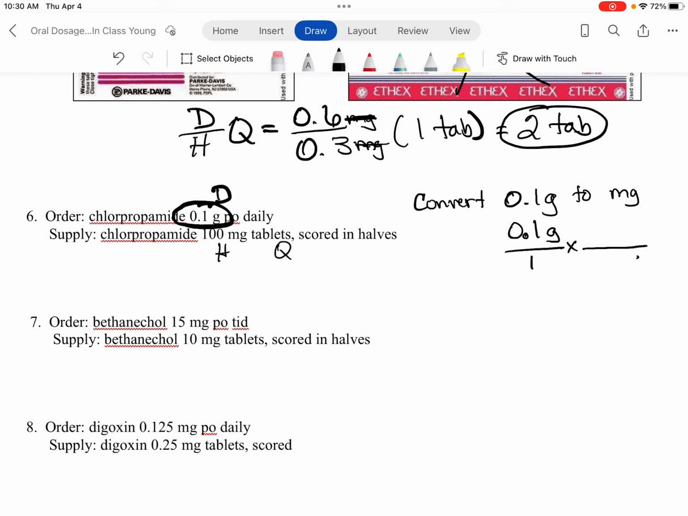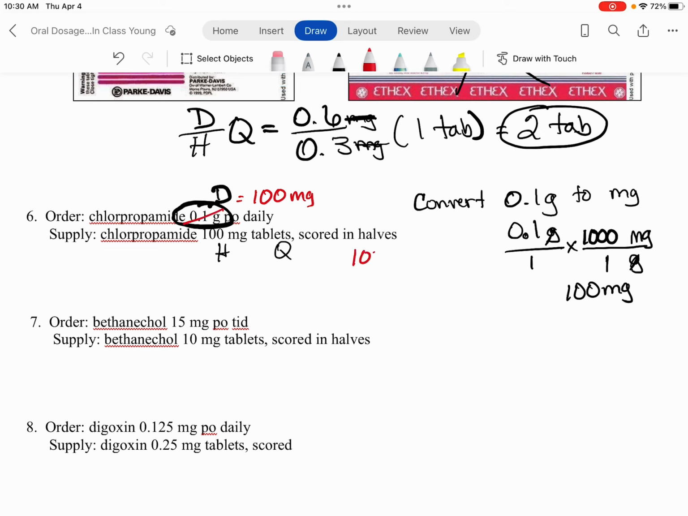Since I have grams on top, grams has to go to the bottom, so they'll cancel and leave me with milligrams. So we know that 1 gram is 1,000 milligrams. So then my grams cancel. 0.1 times 1,000 gives me 100 milligrams. So then my desired becomes 100 milligrams instead of the 1 gram.